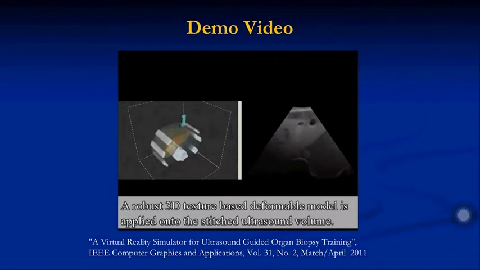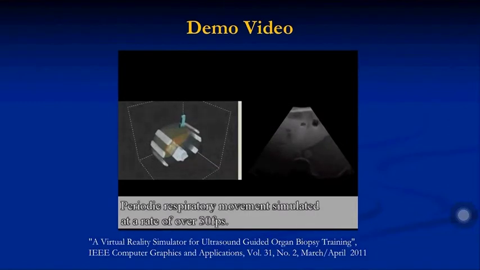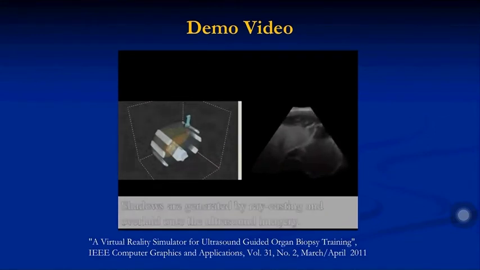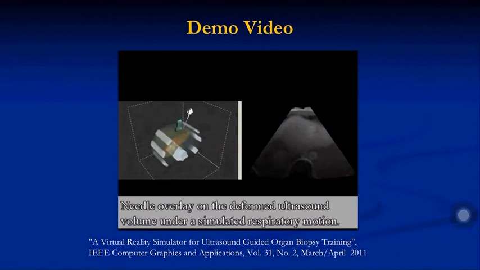So then when the data has been pre-processed, in the actual simulation, we can simulate periodic respiratory movements. We can align the transducer on the abdomen, and then based on the location of the transducer, corresponding ultrasound slice images can be generated. And then the needle overlay can also be inserted into these visualizations of the deformed ultrasound volumes.